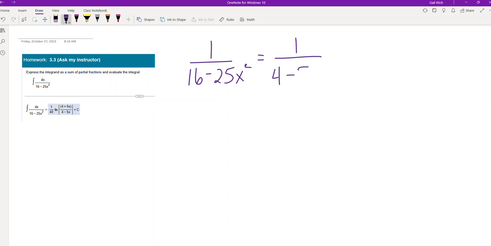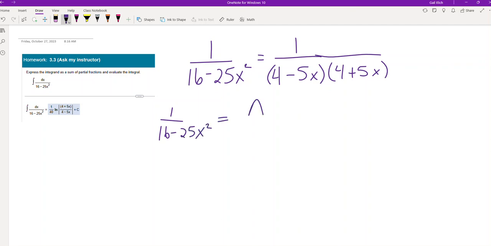So it's 4 minus 5x times 4 plus 5x. Those are your linear factors. So you can split your fraction up then, and write 1 divided by 16 minus 25x squared as A over the first linear factor plus B over the second linear factor.